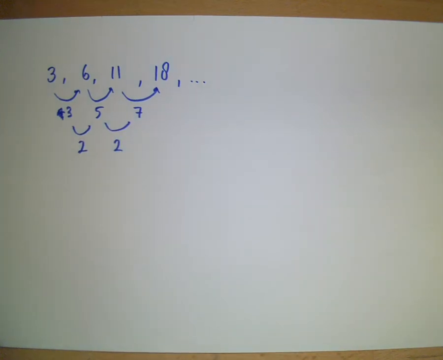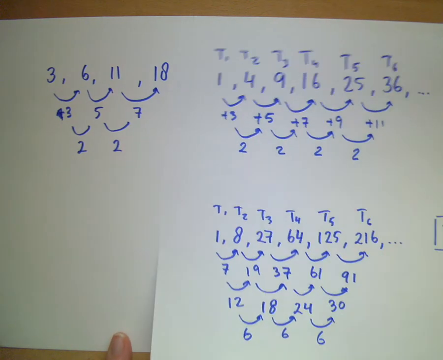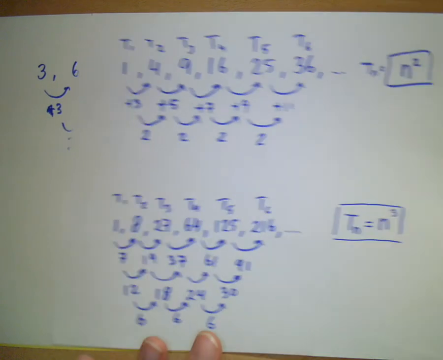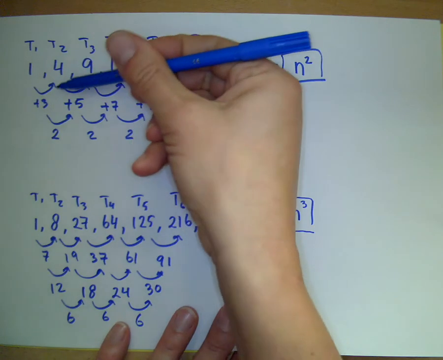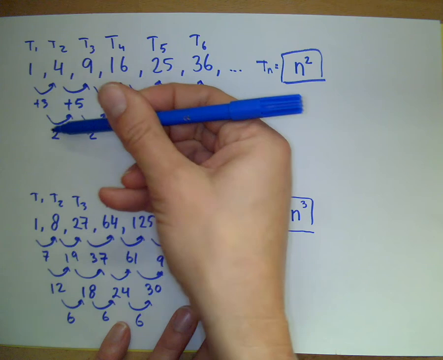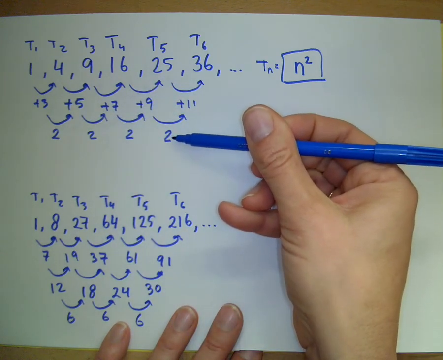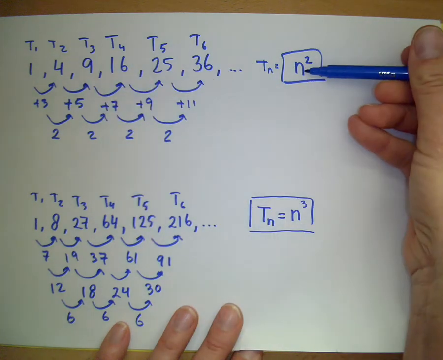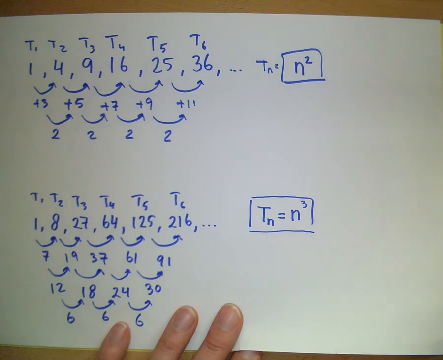Now remember our n squared sequence that looked like this. These were the terms. We looked at the differences. They were not the same, but the difference between the differences, they all were the same. And that was our pattern in our squared sequence, n squared.